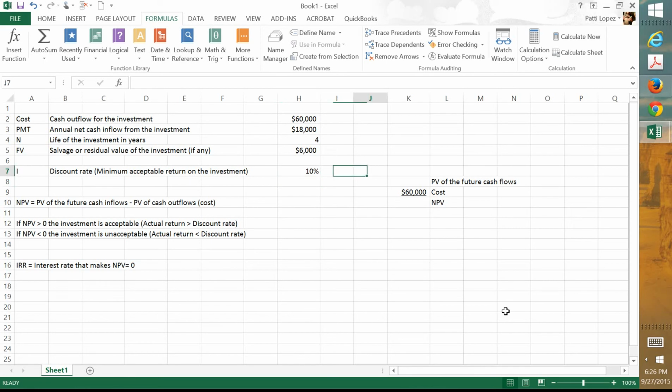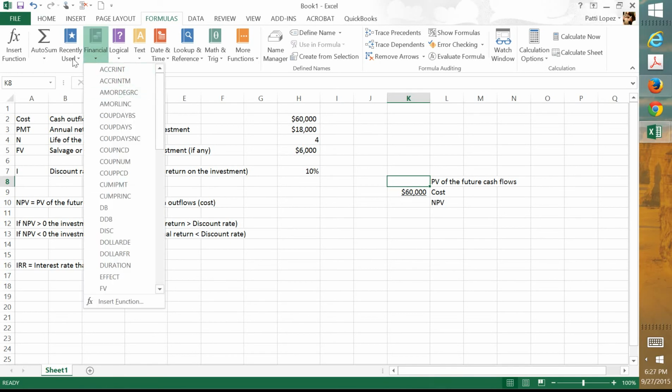So to compute the net present value of the investment, we want to compare the present value of the future cash inflows to the present value of the cash outflows. In most cases, the cash outflow is just going to be the cost. And as we already know, $60,000 cost paid out today is worth $60,000. However, the future cash flows, the $18,000 a year for the next 4 years, plus the $6,000 at the end, have to be discounted back to their present value.